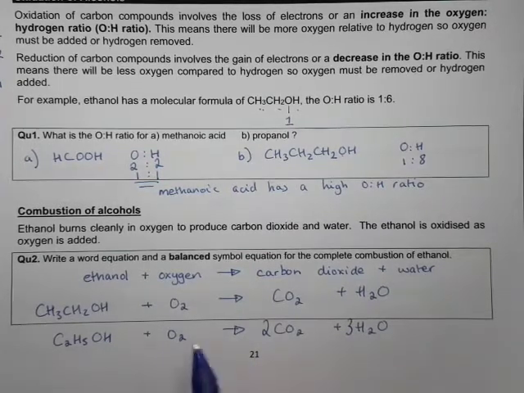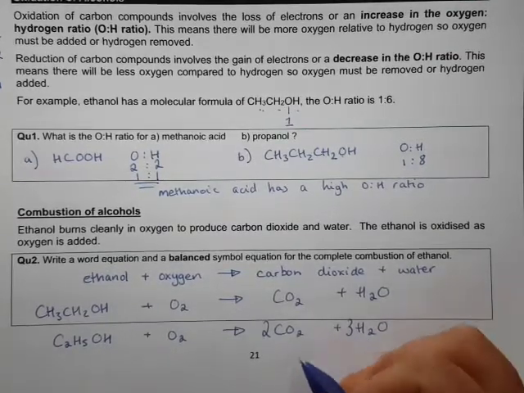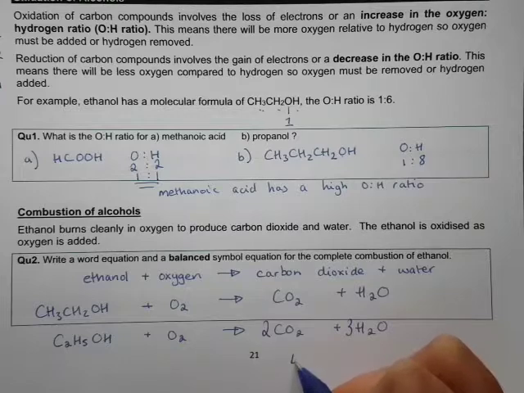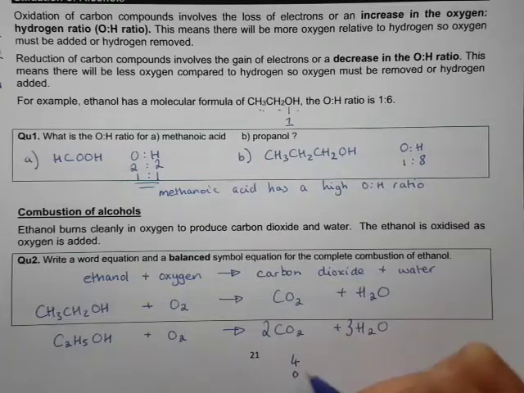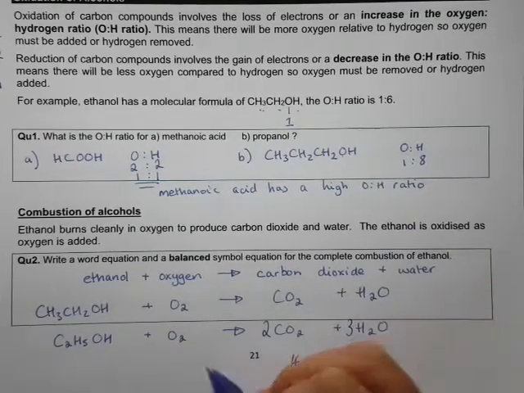And now I'm going to work out what number I need to times my oxygen by to balance out with the oxygens on this side. So I will maybe show you my counting here. So I've got 2 times 2, 4 oxygens on this side, plus another 3 times 1, which is 3. So that'll give me 7 oxygens on this side.